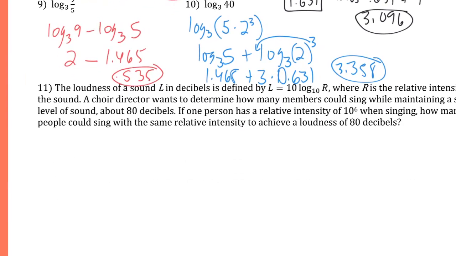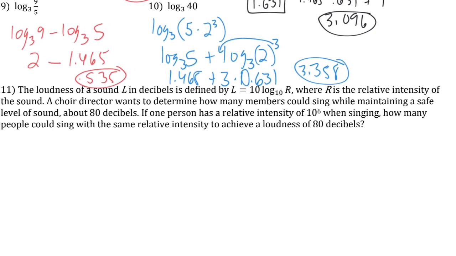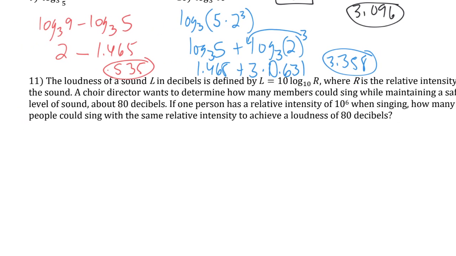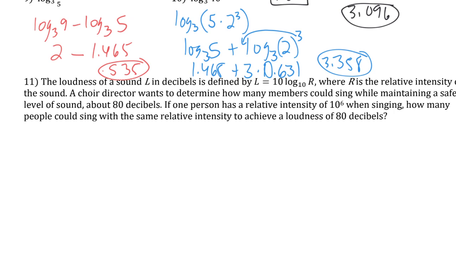The last one would be a word problem. Can you read this word problem? Can you plug in what you know? Can you figure out what the answer would be? The loudness is how much you hear it. They say the loudness in decibels of how loud something is uses this format, where R is the relative intensity of the sound. How many members could sing while maintaining a safe level of sound, about 80 decibels? One person sings at 10 to the 6 intensity when they're singing. How many people could sing at the same relative intensity to achieve that decibel?